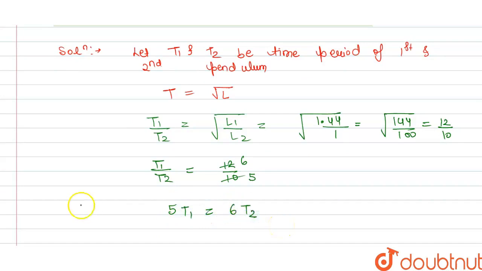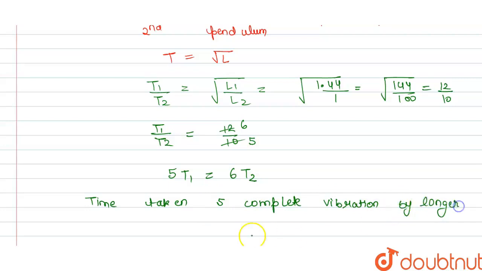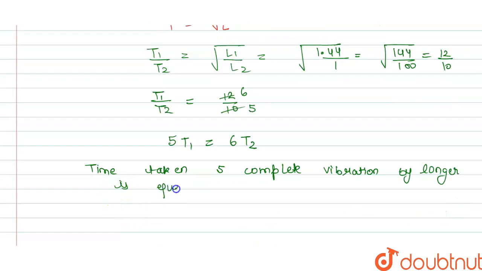So from this we can say that time taken by 5 complete vibrations by the longer pendulum is equal to time taken by 6 complete vibrations by the shorter pendulum.